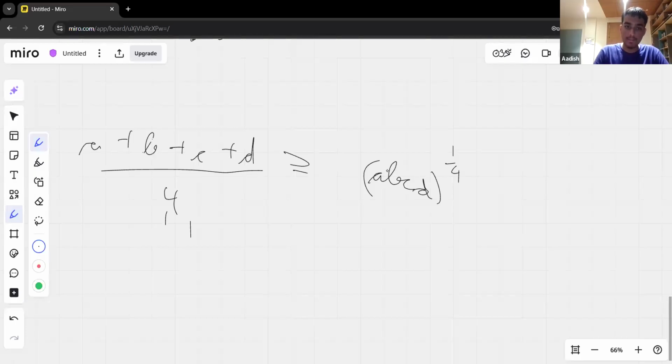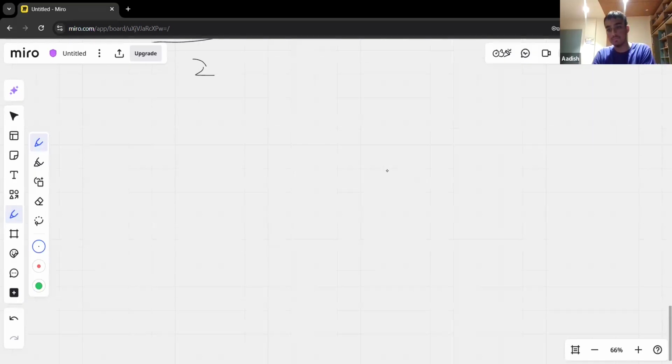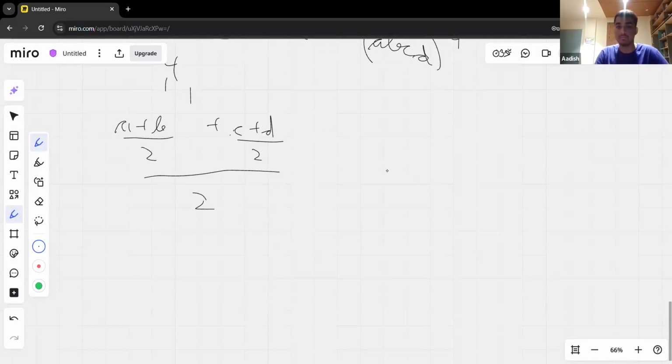So you can write this as ((a plus b) by 2 plus (c plus d) by 2) by 2, right? And (a plus b) by 2, we already know AM-GM for 2 variables. So we know (a plus b) by 2 will be greater than or equal to root ab. And we know (c plus d) by 2 will be greater than or equal to root cd. Right.